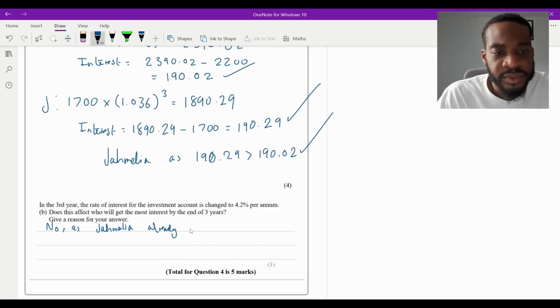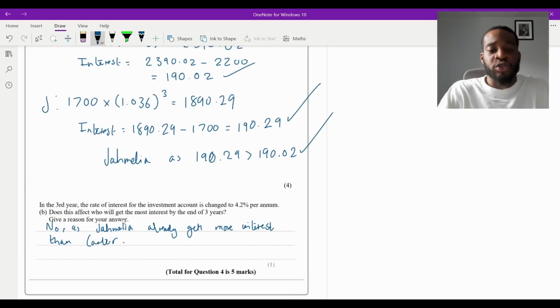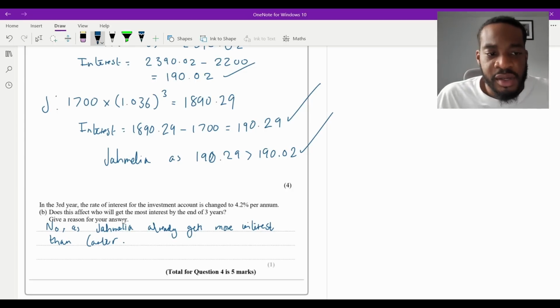interest, then Carter. So if the interest rate is even increased even further, the gap will just be bigger, isn't it? So it won't affect it. And that's it. That's question 4.